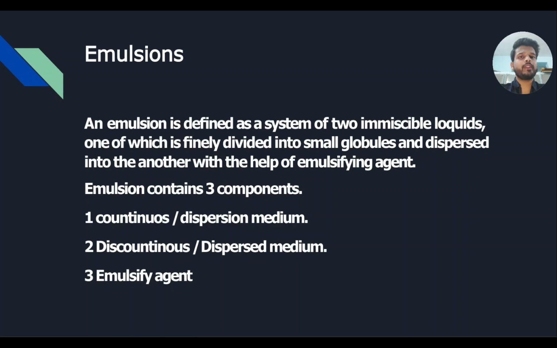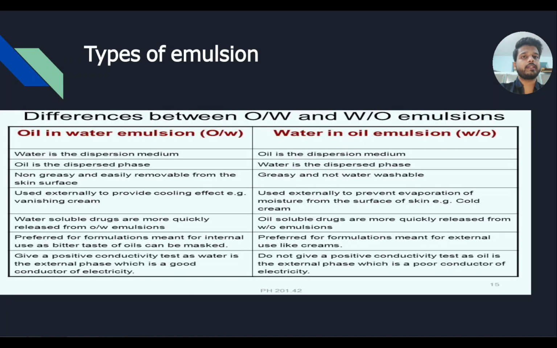So this is the simple definition of emulsion. Emulsion also contains three components. What are they? One is the continuous or dispersion medium, second is the discontinuous or dispersed medium, and third is the emulsifying agent. So these are the three components of emulsion, we can say.